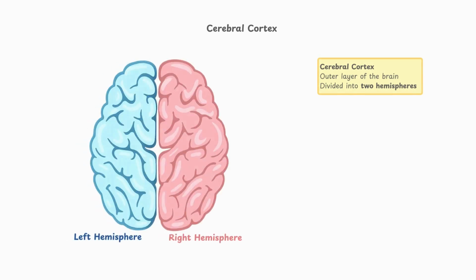Now, let's focus on the cerebral cortex. The cerebral cortex is the outer layer of the brain, divided into two hemispheres, the left and the right. Each side has slightly different roles, but works together as one system.